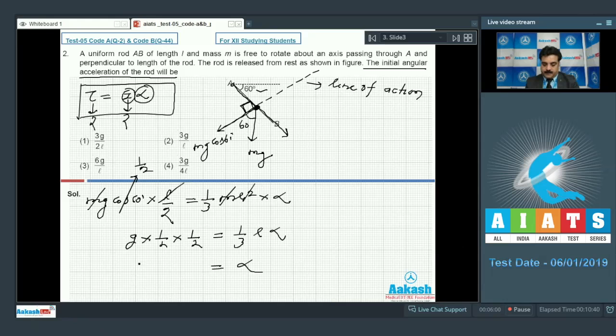Finally, the angular acceleration will be 3g upon 4L. This is our initial angular acceleration. So my option number 4 will be the right choice. Let's move on to question number 3.